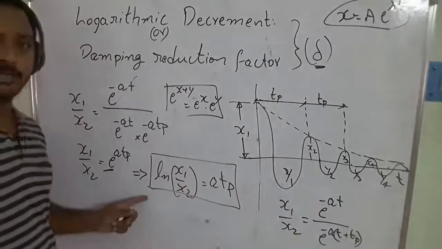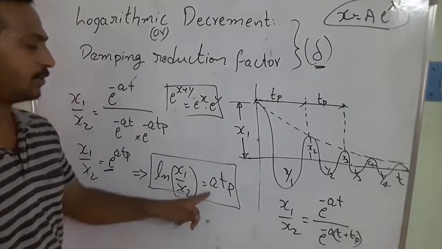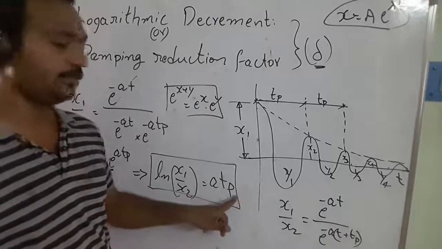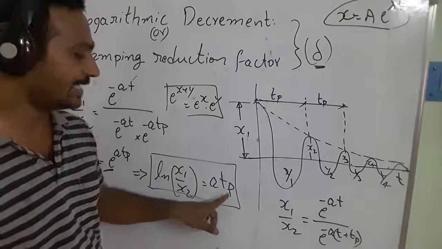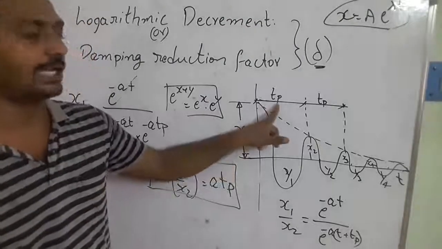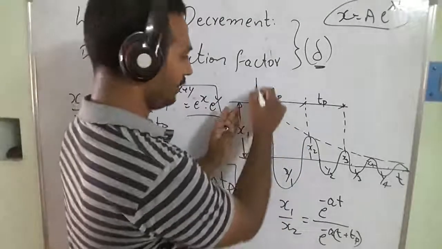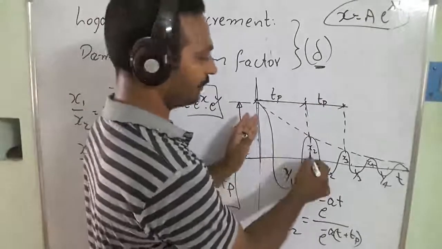Right? It's the logarithmic we are getting. ln x1 by x2 is equal to a into e to the power of a into TP. As we know that, what is the a? And what is the TP? The TP is going to be called the time period, that is the distance between the amplitude of x1 and the amplitude of x2.